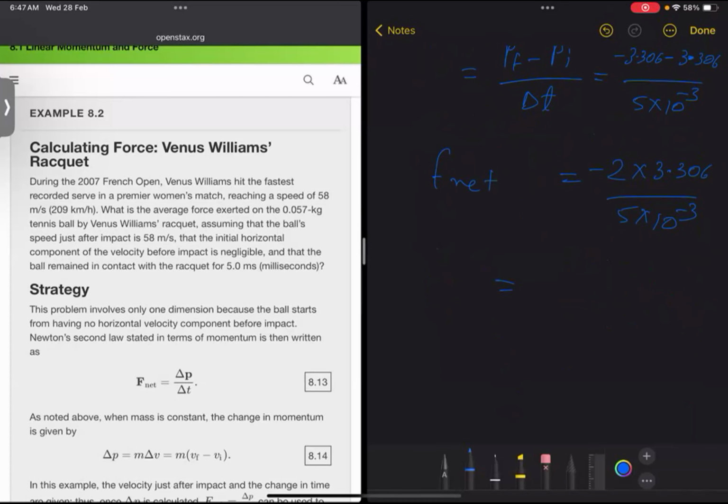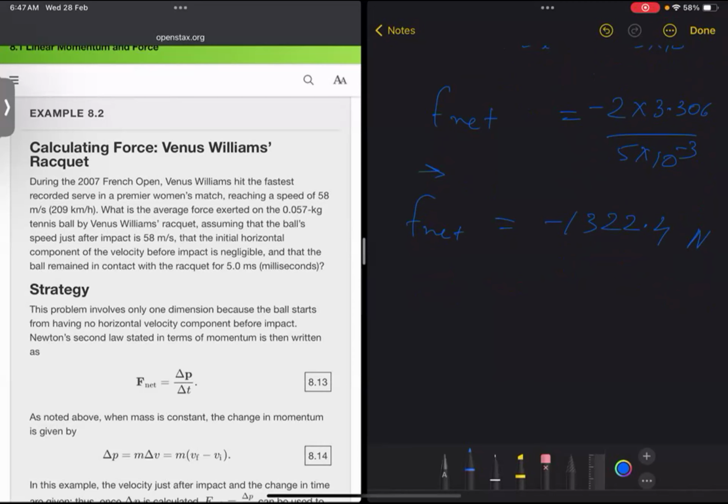Negative 1,322.4. Yes, that's correct. And the unit will be Newton. Is that right? Now, what are they asking? Are they asking about just F net, the vector, or the force? Horizontal component? So this is the horizontal component, right?